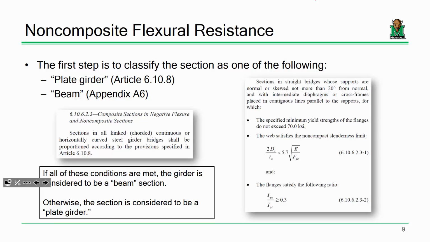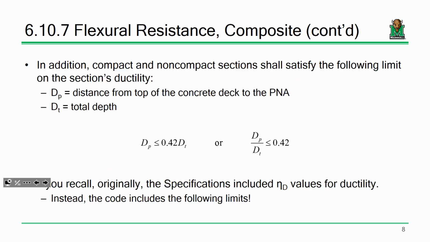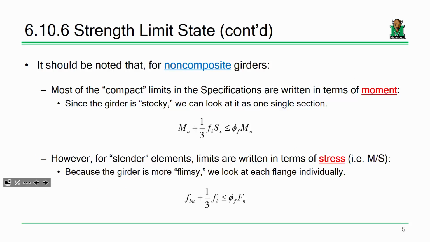For non-composite girders, we have to determine whether or not we're dealing with a plate girder, which is governed by 610.8, or whether we're dealing with a beam section that's governed by Appendix A. Remember, if we're dealing with plate girder sections, we're going to see our capacities listed in terms of stresses. The bending stress has to be less than or equal to phi Fn, a stress capacity. If we're dealing with beams, we're going to be looking at moments. Mu has to be less than or equal to phi Mn.